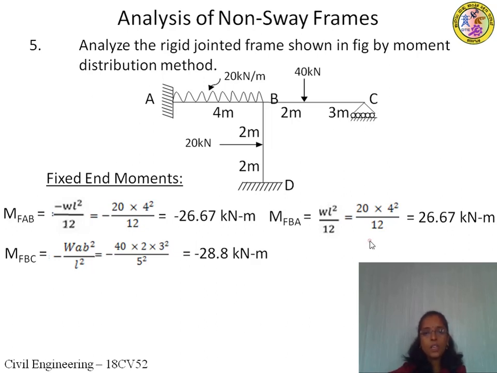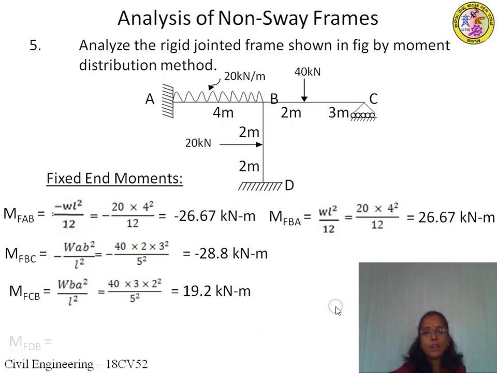Next, MFCB is calculated by WBA square by L square. W, again the magnitude of the point load, B is distance of the point load from the right end, that is 3 meter, and A is distance of the point load from the left end, that is 2 meter. So if you substitute it, it will be 40 into 3 into 2 square by 5 square, that will be equal to plus 19.2 kilonewton meter.